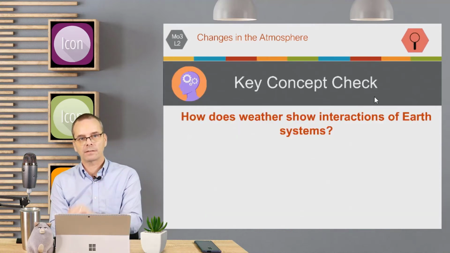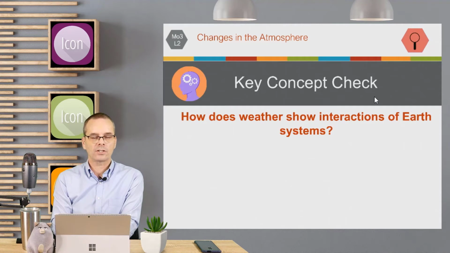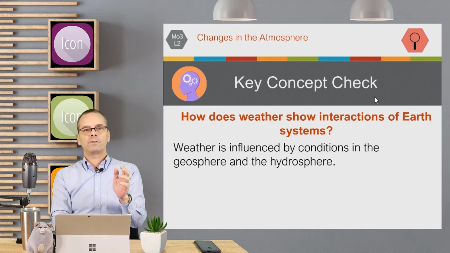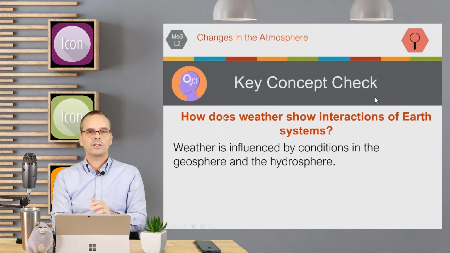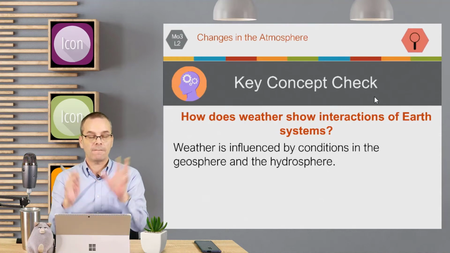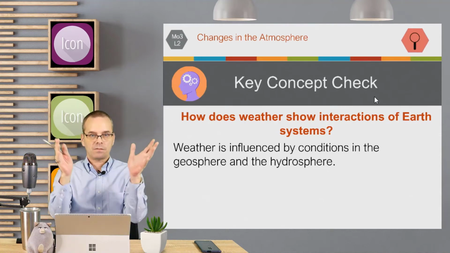So key concept check. How does weather show interactions of Earth's systems? All right. Weather is influenced by conditions in the geosphere and the hydrosphere. So basically, the land and the water interact, or their conditions affect the weather in the atmosphere.